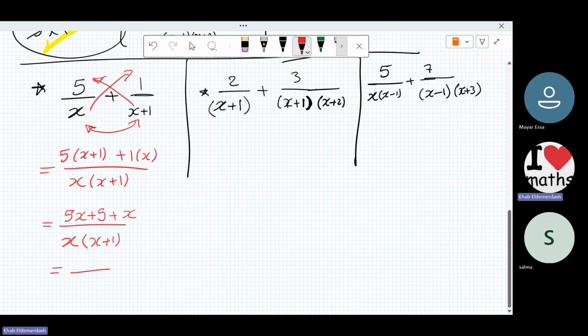5x plus 5 plus x over x into x plus 1. So what will happen? 5x plus x, this will give me 6x plus 5 over x into x plus 1. Done خلاص. We completed the first part.